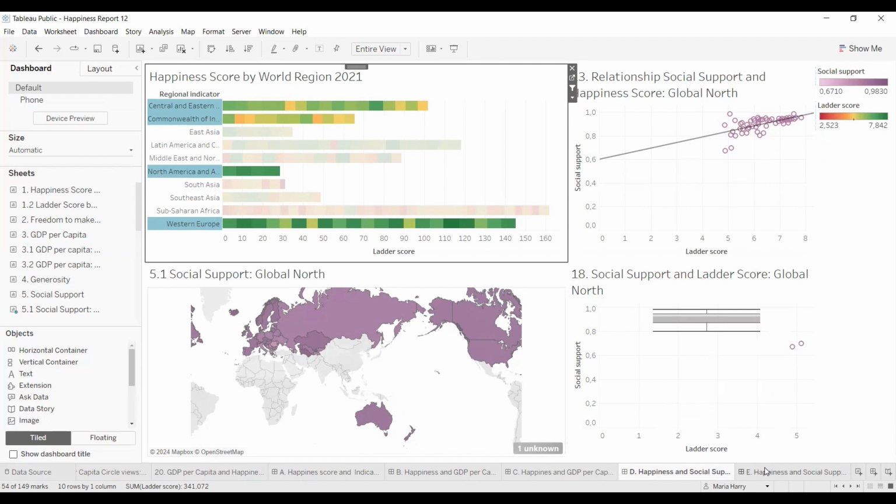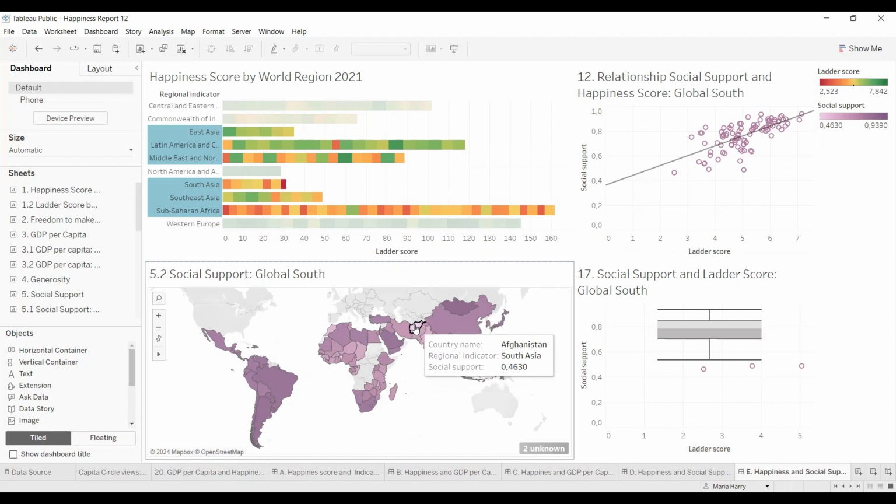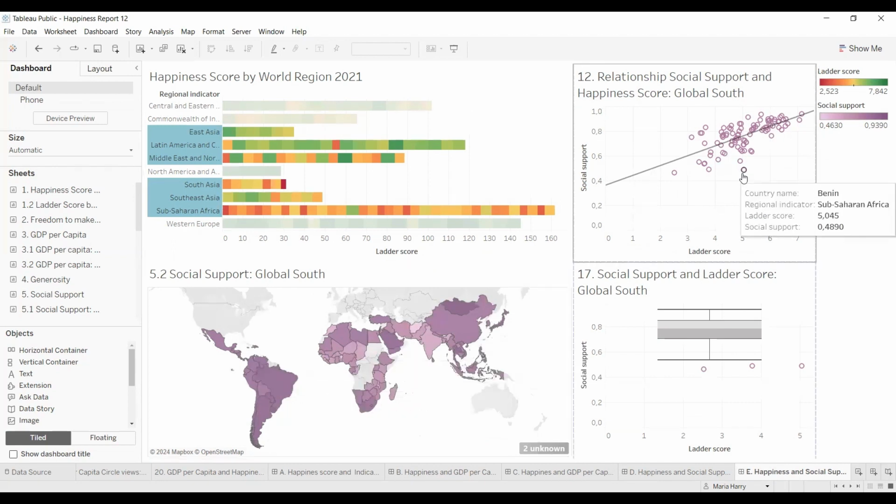We did the same for the global south, and the first thing we notice is that in the happiness score horizontal bar chart, now we have a lot of reds, oranges, and yellows. So there's a difference. When we look at the heat map, we also see a higher difference in the concentration of the color. By looking at the scatter plot, we identified that there is a positive correlation between social support and happiness score in the global south as well.